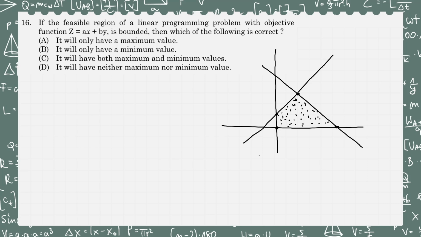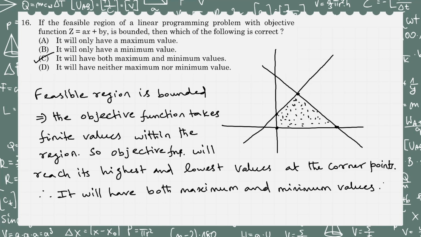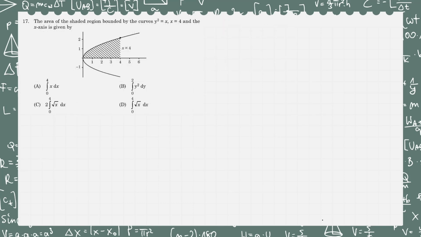So eventually our objective function will have one maximum value as well as a minimum value. If the feasible region is bounded, then the objective function takes finite values within that region. So it will reach its highest and lowest values at the corner points for sure. So it has both the maximum and minimum values. So option C is the correct answer. Let's go to the next sum.